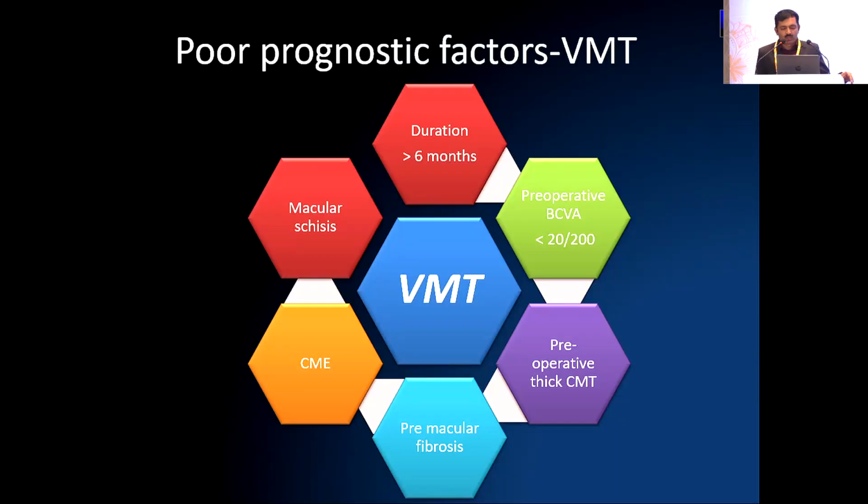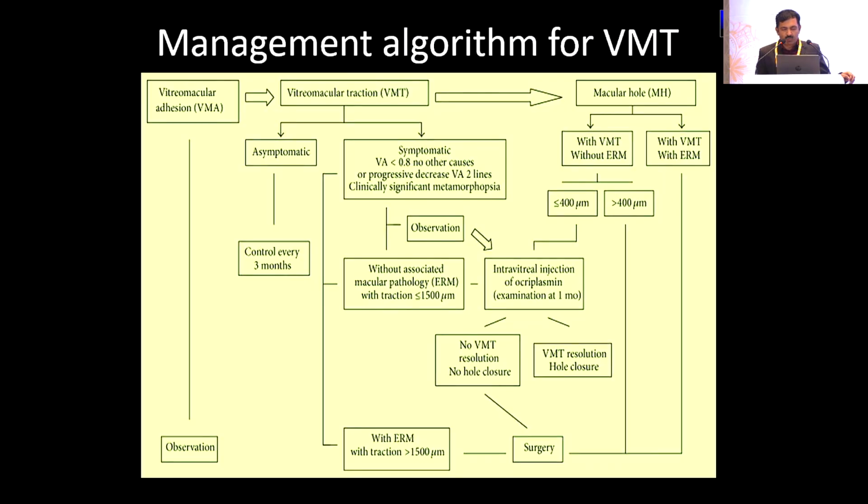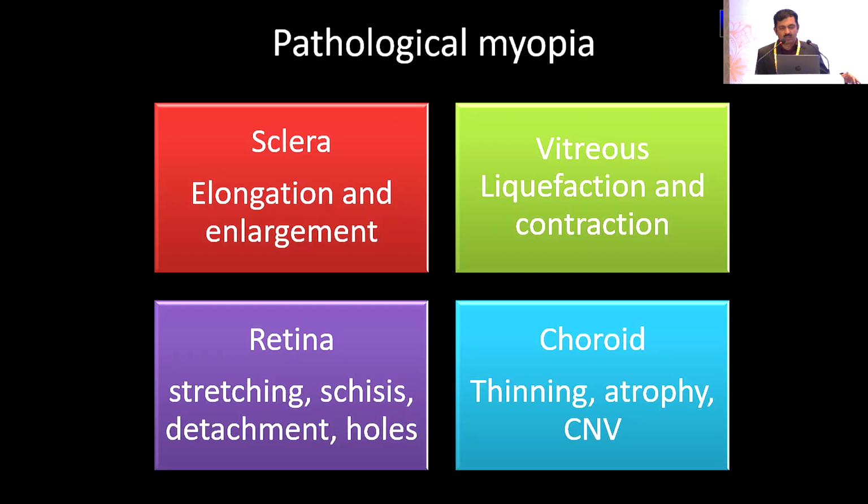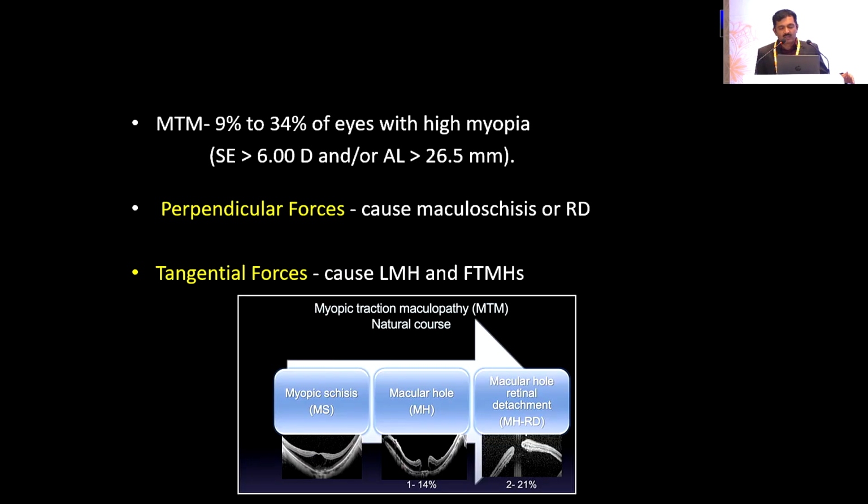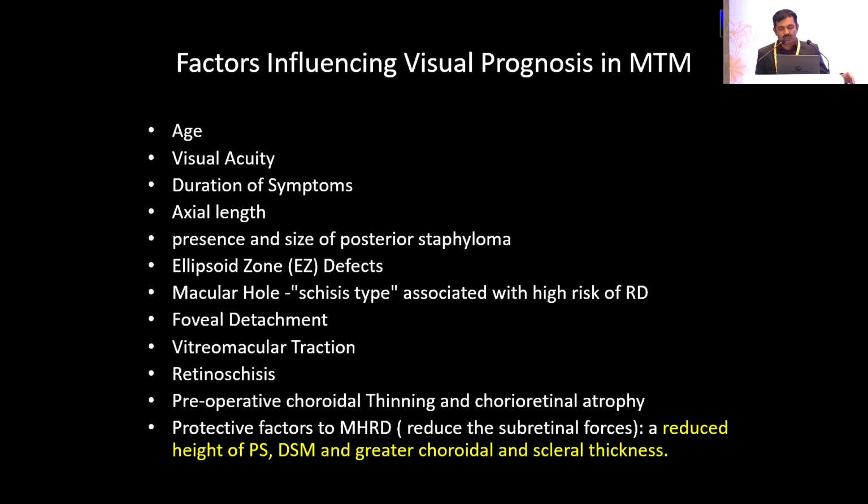What are the poor prognostic factors? One is macular schisis, cystoid macular edema, duration more than 6 months, and premacular fibrosis; all are poor prognostic factors. So small VMTs, you can observe; for large VMTs, associated ERM, or adhesions more than 1500 microns, you need to do surgical maneuvers. Moving on to the last entity, vitreomacular traction: either you'll have perpendicular forces causing macular schisis or tangential forces causing either a lamellar or a full thickness macular hole.